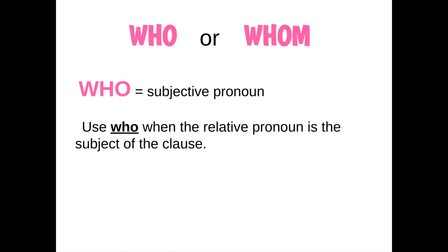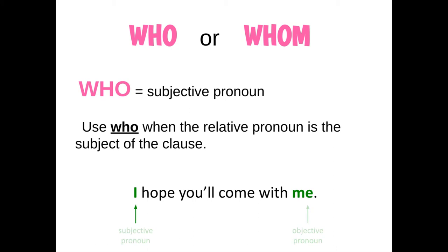Who is a subjective pronoun. You are going to use who when the relative pronoun is the subject of the clause. Now, I know that sounds confusing, but if you remember when you were a little kid and learned about the pronouns I and me, I is the subjective pronoun. Me is an objective pronoun. Use I as the subject of your sentence or the subject of this independent clause.